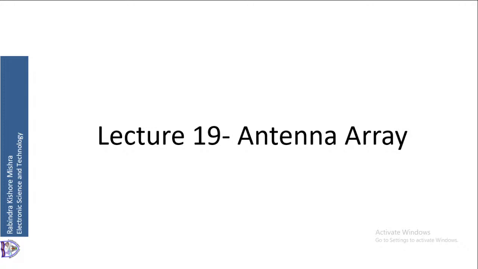We are going to discuss antenna array. We have already discussed about antenna, half-wave dipole antenna, and dipole antenna. So the basic part of antenna is over, and now we will consider antenna array. When we discussed about antenna, we discussed about its characteristics. One of the characteristics of the antenna is radiation pattern. So we had discussed about radiation pattern also.